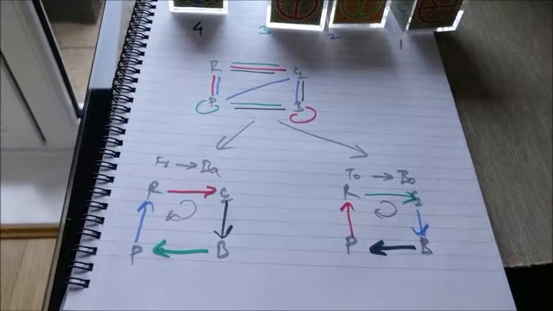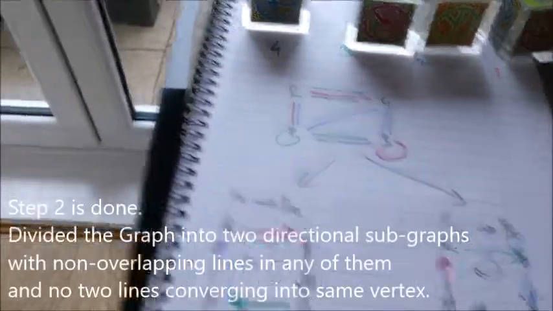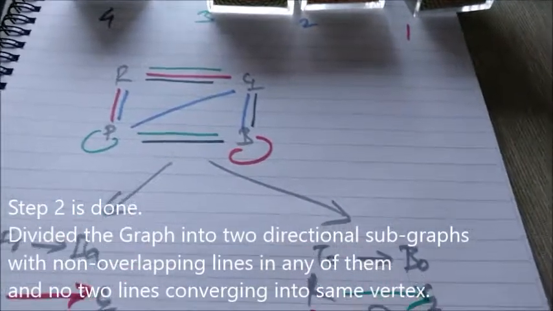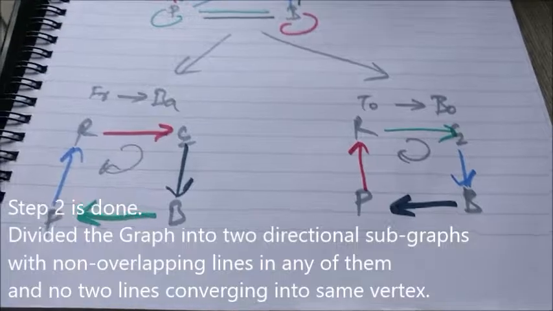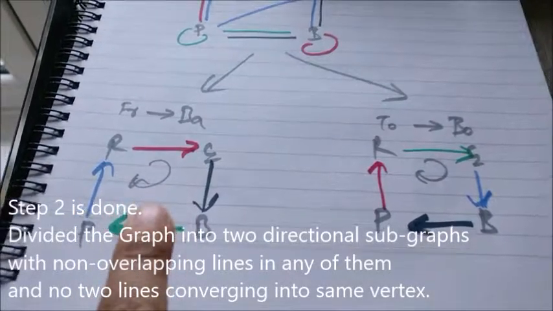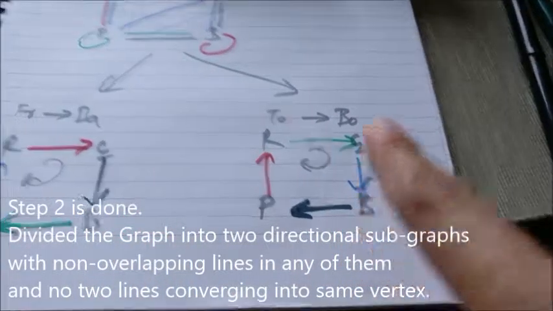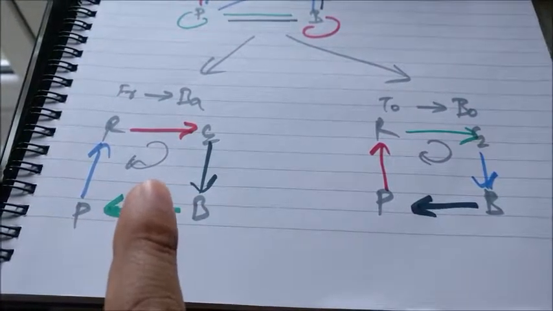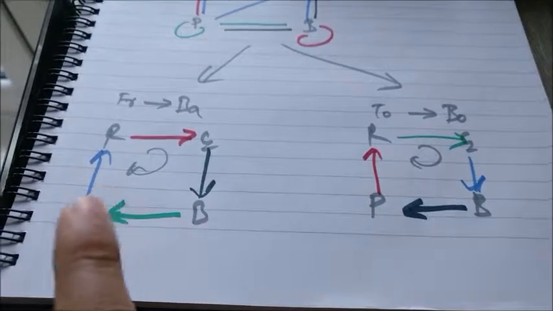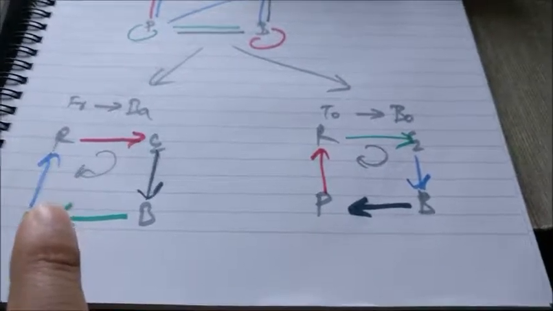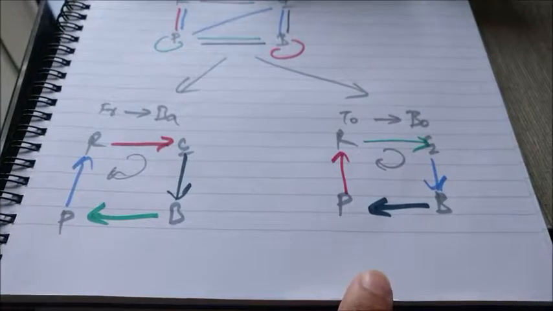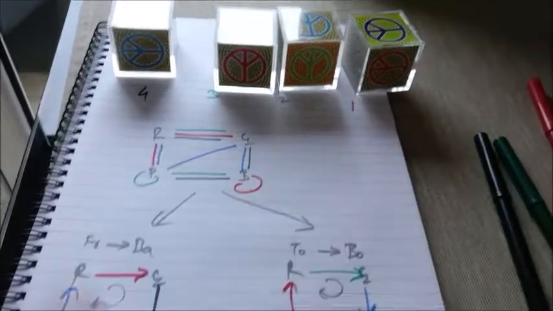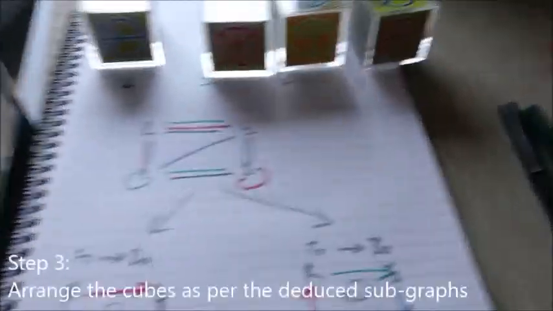So what you just did is you chose a clockwise direction, created two subgraphs from this original one. You made them directional. The first part is the front to back graph, the other one the top to bottom graph. You made sure that there are no overlapping lines and the order is maintained. The clockwise direction is maintained. So this is my step 2. These two subgraphs have been prepared. Now you have to translate this back onto the cubes.